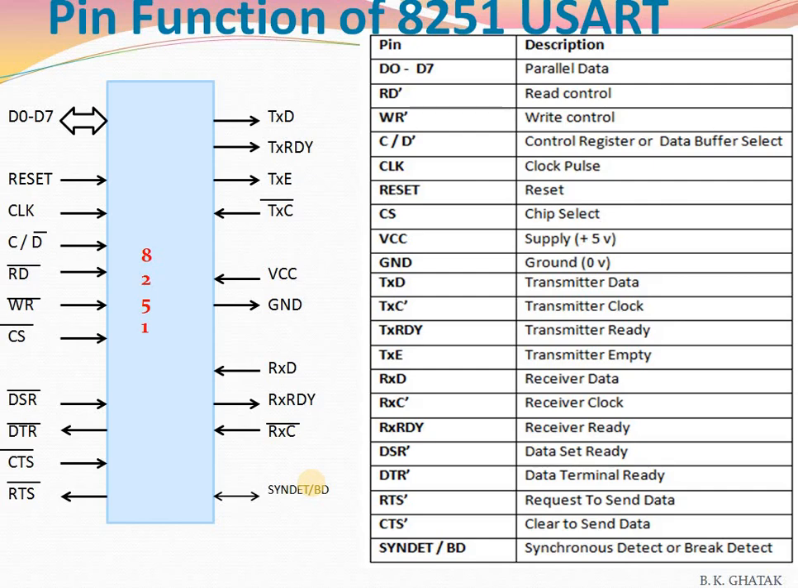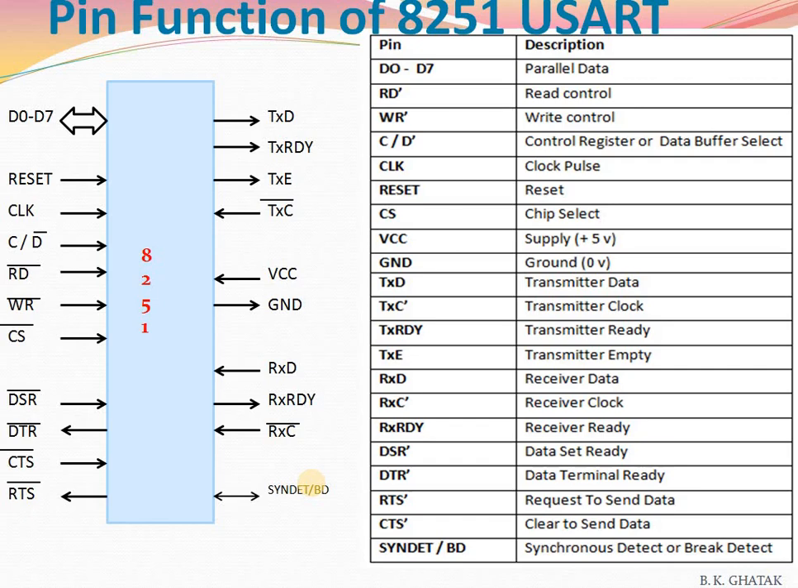Clear? And lastly, the modem control signals. The modem control signals are 4 control signals. That is DSR bar, data set ready. Clear? Next one is DTR bar, that is data terminal ready. Next one is RTS, that is request to send. And the last one is CTS bar, that is clear to send.